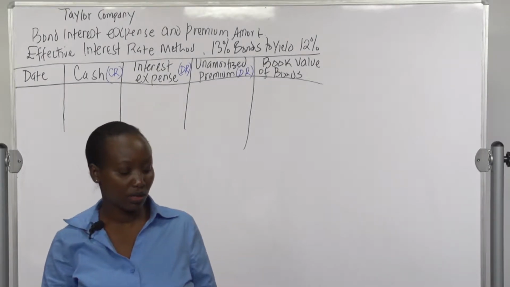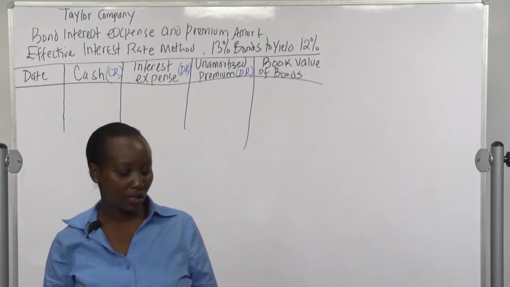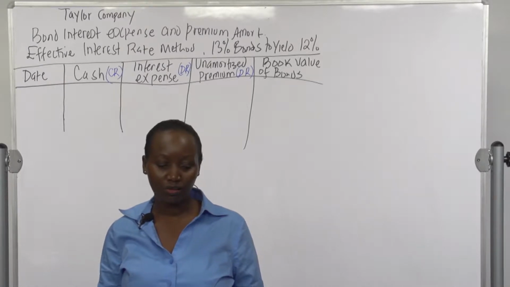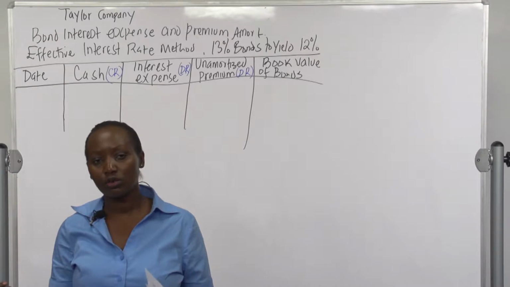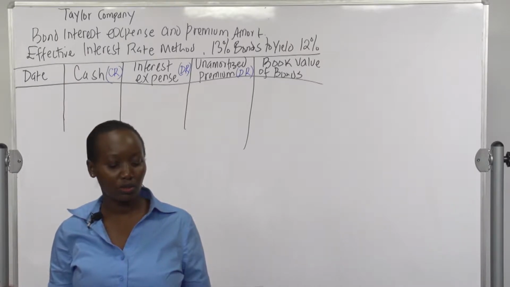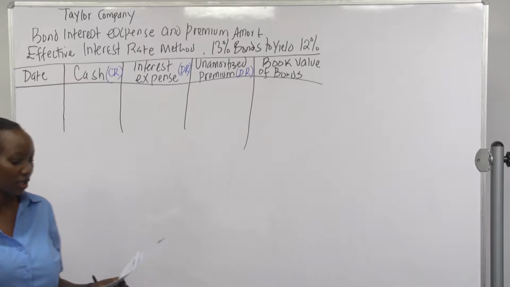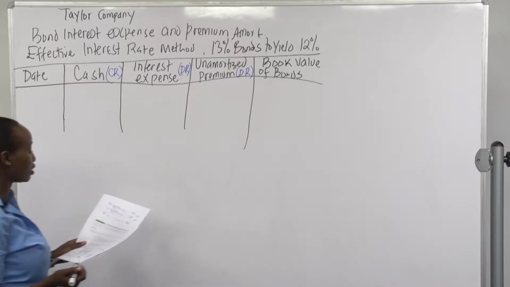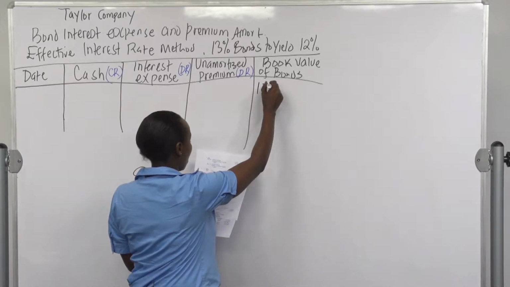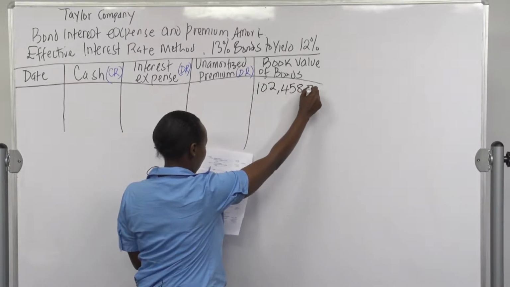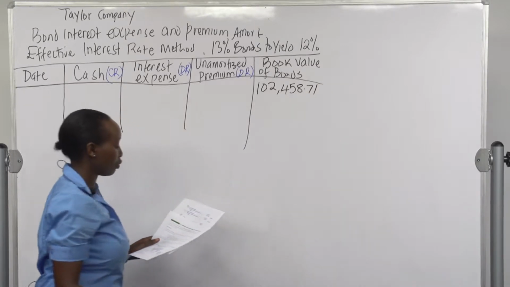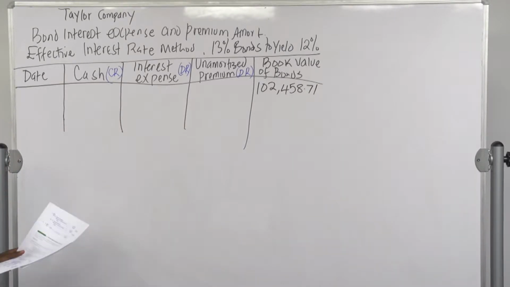Hi, we're working on the Taylor Company question where we have two scenarios for the same bond. In the first scenario, it's sold at $102,458.71. The stated rate on the bond is 13%, so it's sold at that to yield 12%.